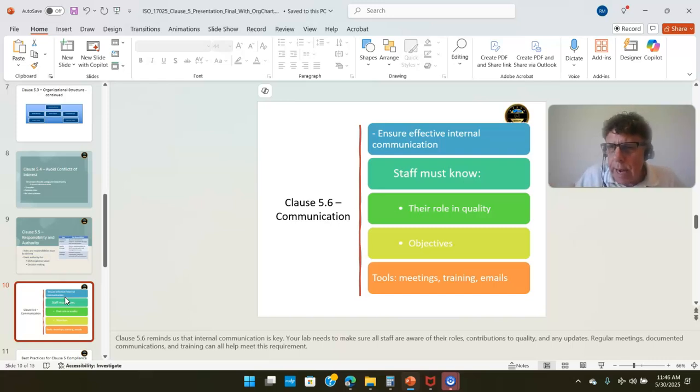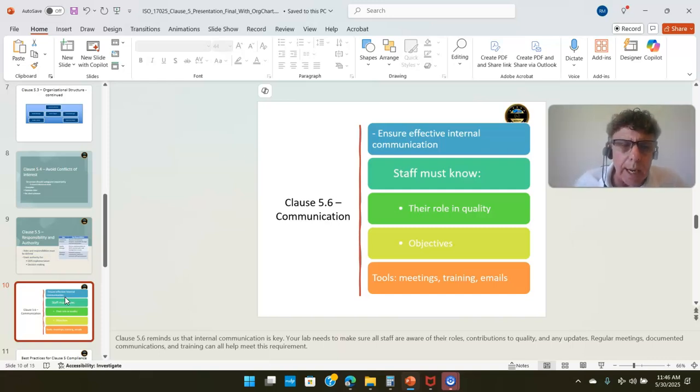So the staff must know their role in the quality. They must also understand the quality objectives of the organization. Now, quality objectives are introduced here in Clause 5.6 of the standard, but we get more into detail when we get into Clause 8, where we talk specifically about quality objectives and where they can appropriately be documented, which in most laboratories, a good place to document quality objectives would be within management review meeting minutes, and we'll get to that in Clause 8. So if you're following this video series, you will get introduced to that and what that looks like.